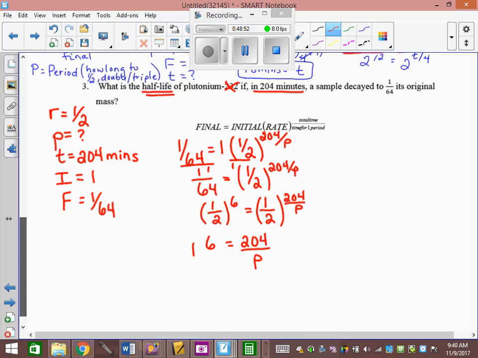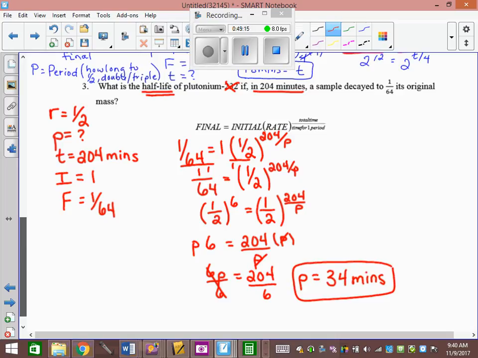Bring the p up. So I have 6p equals 204. And divide by 6. P equals how many minutes? 34. Remind me tomorrow to hand those out, because then you would have written 34 and I would have seen it and it would have been good.